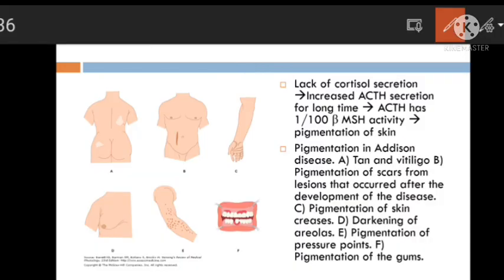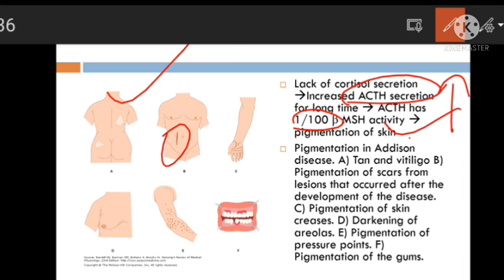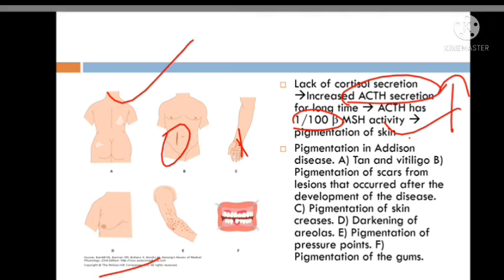Along with that, as we have discussed, cortisol secretion decreases, so negative feedback effect on the ACTH is lost. So what happens? ACTH secretion increases, and ACTH has 1/100th of beta MSH-like activity. So this ACTH produces skin pigmentation. Now which kind of pigmentation? Either there is tanning or vitiligo, you can see here. Sometimes pigmentation is present on the scar. You can see here scar pigmentation increases. Pigmentation at the skin creases, at those places there is pigmentation. Then darkening of areola, pigmentation of pressure points, and pigmentation of gums. So these are the clinical features.